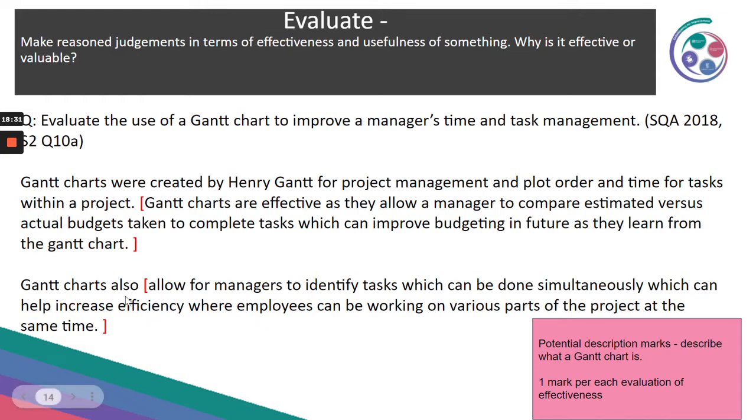Then, as a second answer, we've got Gantt charts also allow for managers to identify tasks which can be done simultaneously, which can help increase efficiency where employees can be working on various parts of the project at the same time. Again, we have said what it allows managers to do, so we've said why it's effective or useful, and then exactly why that is effective or useful. So again, you're getting 1 mark per each evaluation of effectiveness.